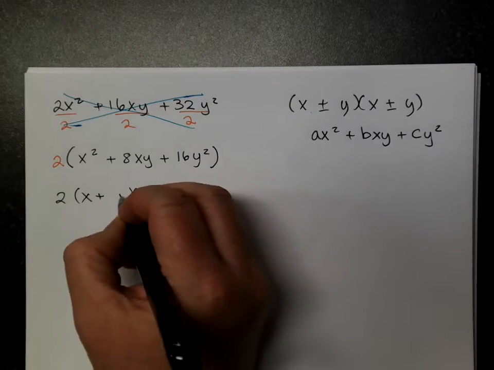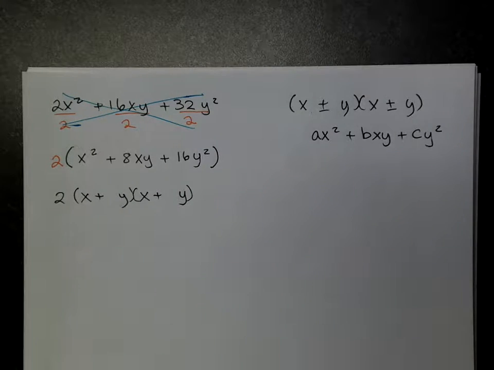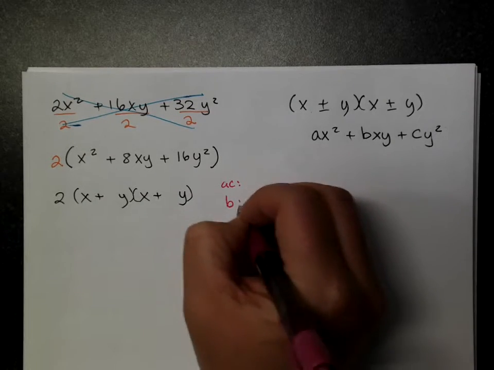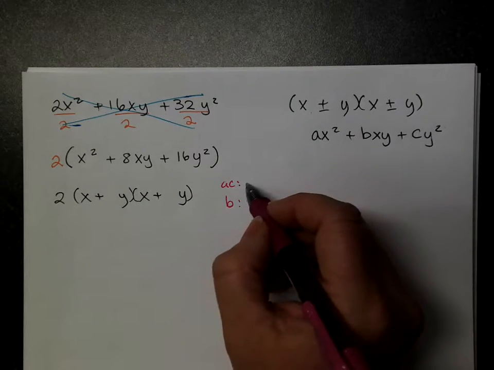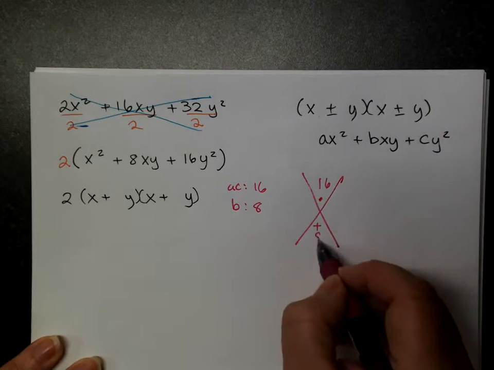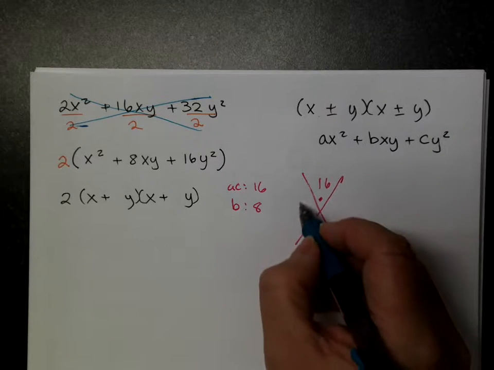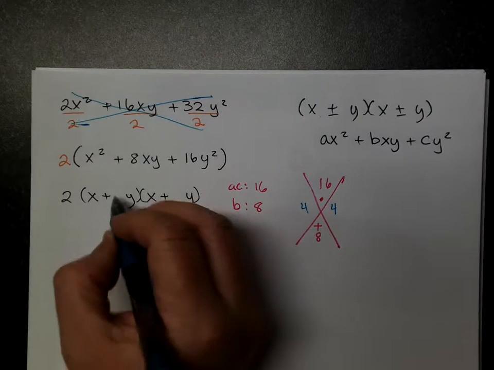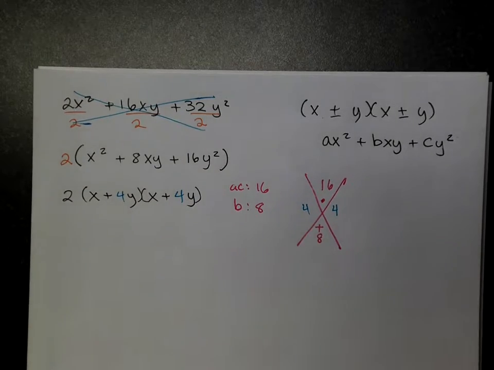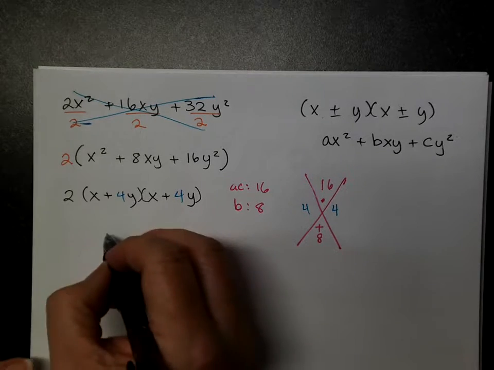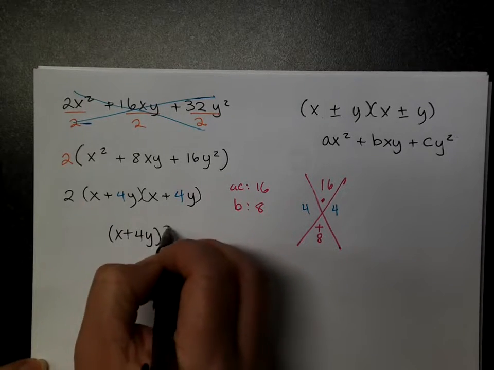Plus and plus, and then I leave some room. I've got y's, but I'm trying to find their coefficients. So AC and B. Your AC is 16 and your B is 8. And so your magic pair of numbers, if they're both positive, is 4 and 4, right? They match. When they match like that, your binomials match. That means something times itself, so it is squared. So x plus 4y squared is the proper way to write it.